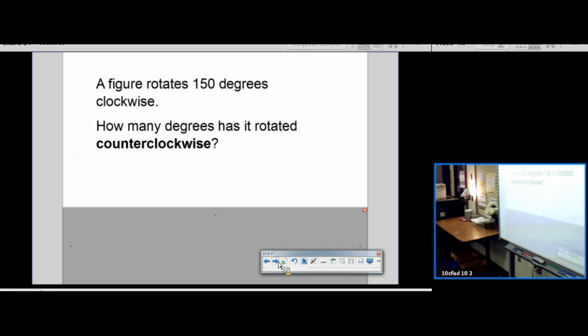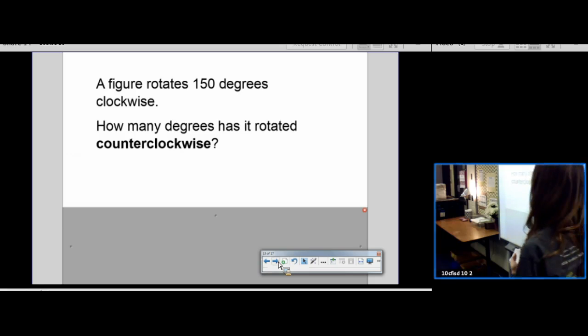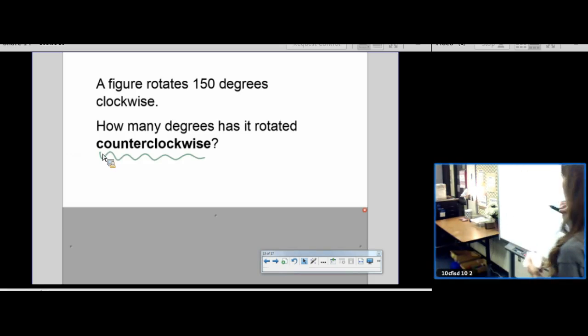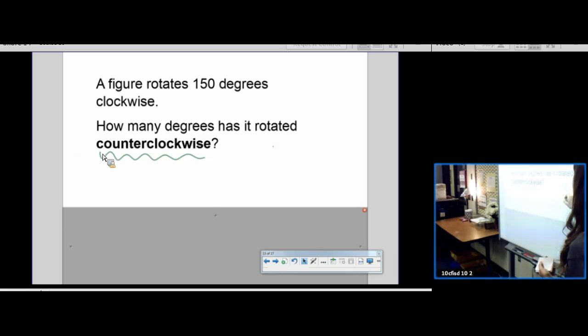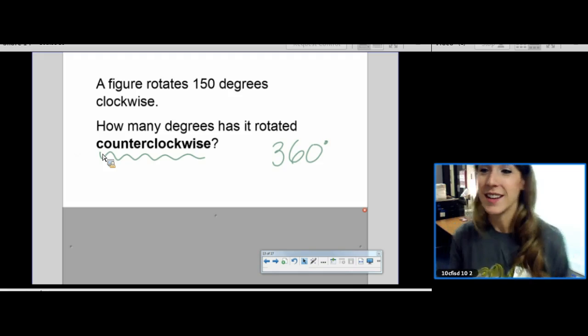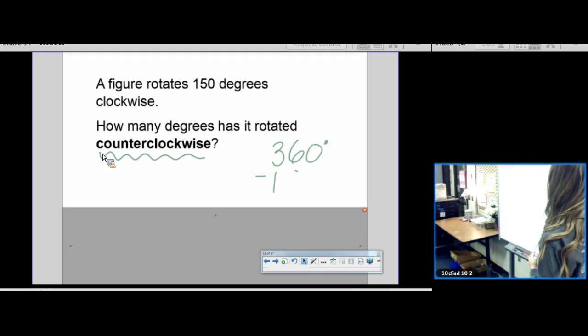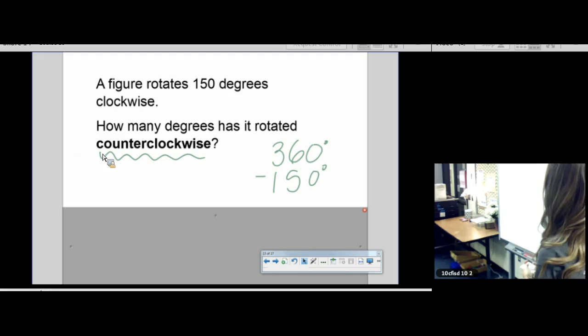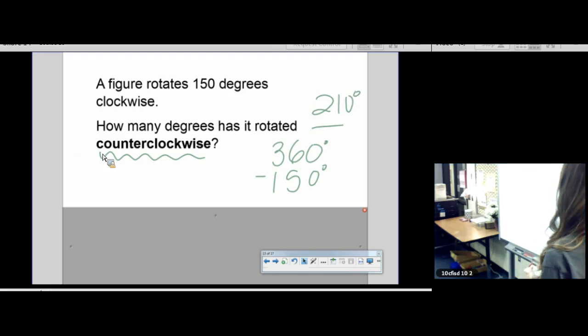A figure rotates 150 degrees clockwise. How many degrees has it rotated counterclockwise? We know when we rotate full circle, it's 360 degrees. Good, so we're just going to subtract from 360 to get 210 degrees.